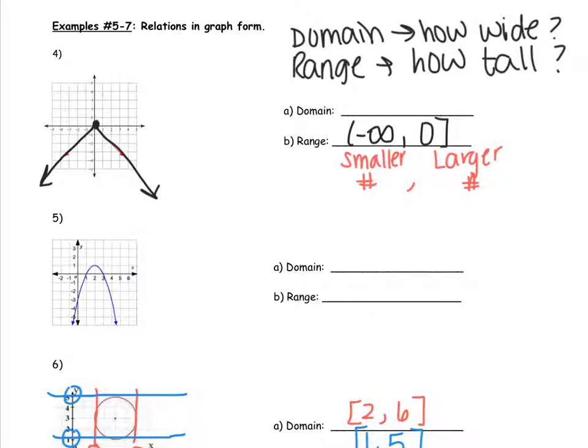Okay, now let's talk about the domain. In this case, the domain may be harder to see, but it is going down forever. But while it's going down, isn't it going to the right as well? It's going down and to the right. Here is going down and to the left. So it's going right forever while it's going down, and it's going left forever as it's going down. So in this case, your domain is simply negative infinity to infinity. It goes on forever.